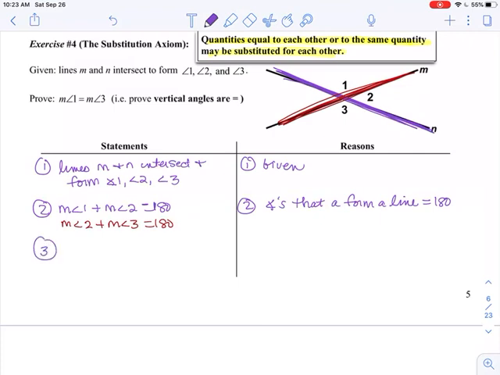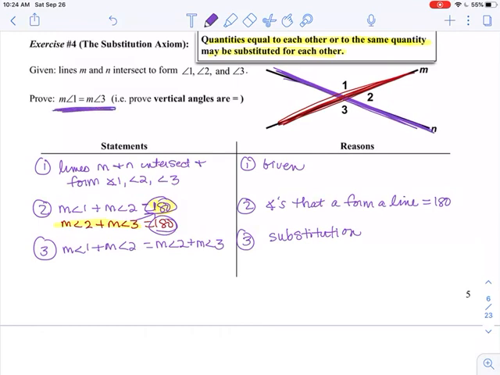Now, can you see that both of these equal 180? Angle 1 and angle 2 equal 180, and angle 2 and angle 3 equal 180. Well, that means angle 1 plus angle 2 really equals angle 2 plus angle 3. Basically, since angle 2 and angle 3 equal 180, I'm substituting it in over here, so I'm replacing this 180 with angle 2 and angle 3. And the reason is substitution. Equal quantities can be substituted in for each other. Now they both equal 180, so they have to equal each other.